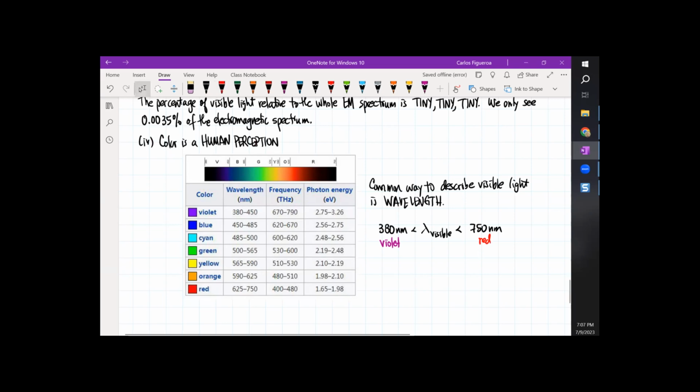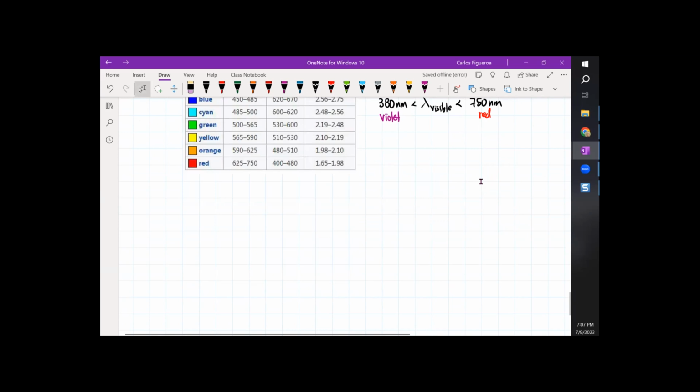So to show you that color is a human perception, let's talk about some colors here. In optics, violet is a spectral color. What that means here is that this refers to a single wavelength of light.